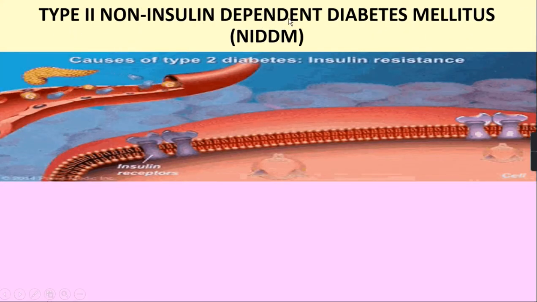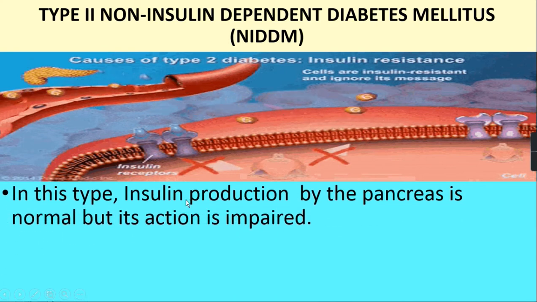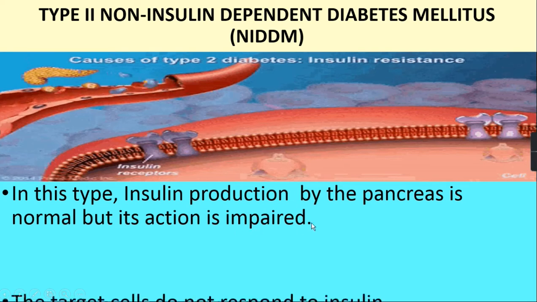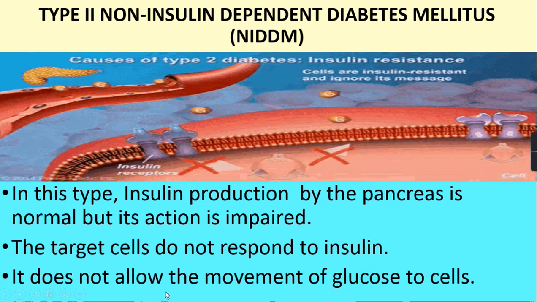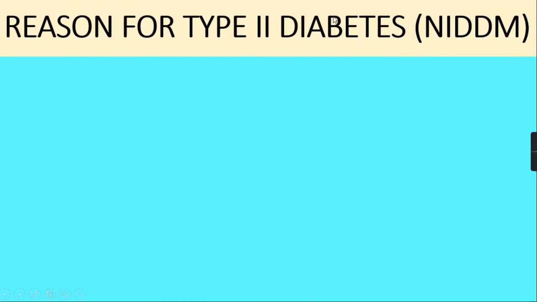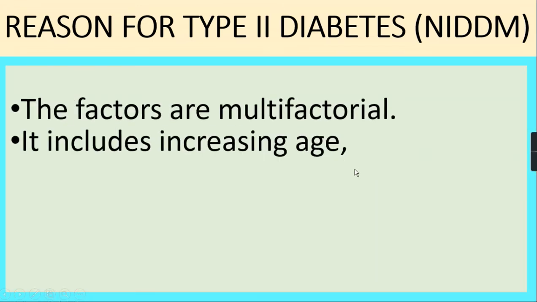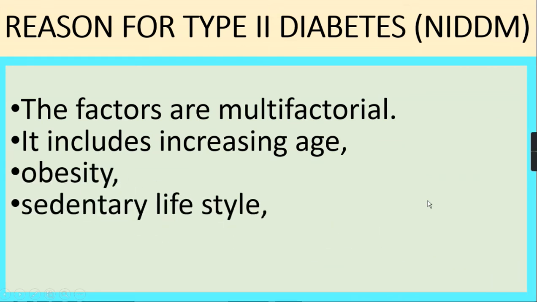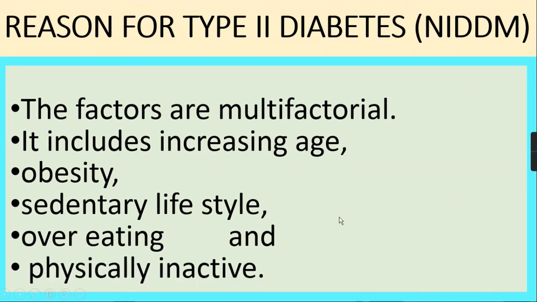Type 2 non-insulin dependent diabetes mellitus. In this type, insulin production by the pancreas is normal, but its action is impaired. The target cells do not respond to insulin. It does not allow the movement of glucose to cells. Reason for type 2 diabetes: the factors are multifactorial. It includes increasing age, obesity, sedentary lifestyle, overeating, and being physically inactive.